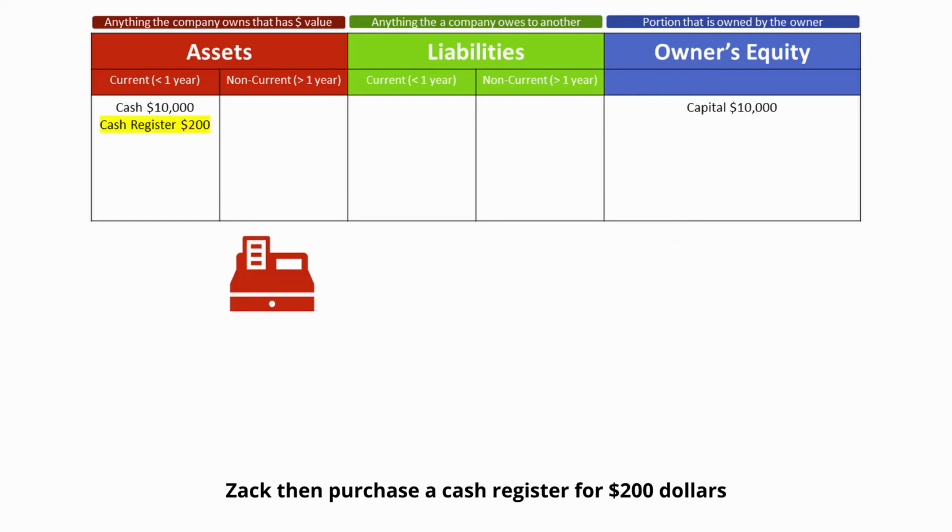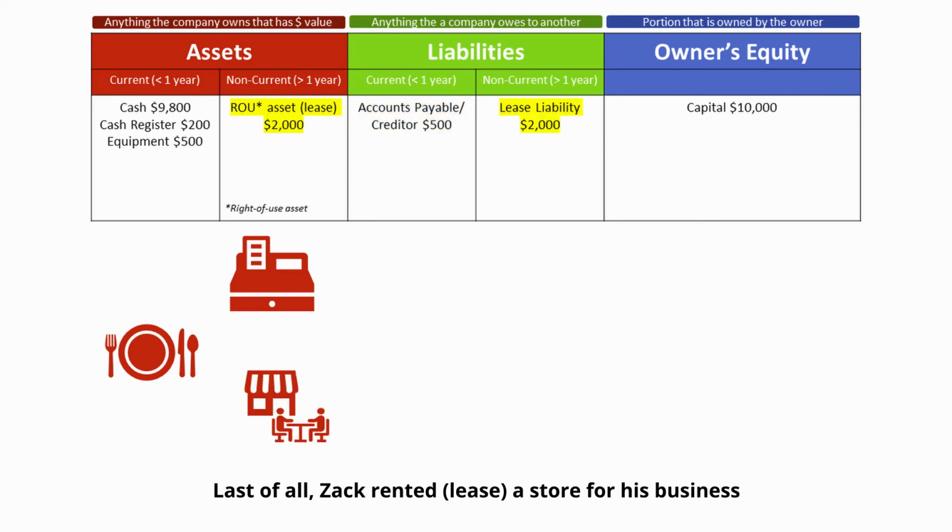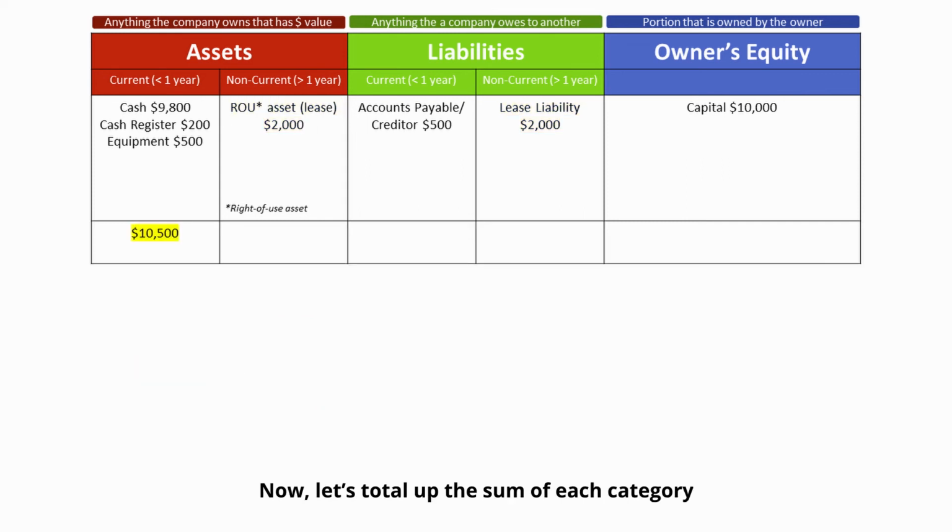Zach then purchases a cash register for $200 and paid in cash. He then purchased some equipment for his restaurant. As Zach purchased a large amount of equipment, he did not pay in cash but chose to pay the bill 1 month later. Last of all, Zach rented a store for his business. Now, let's total up the sum of each category.